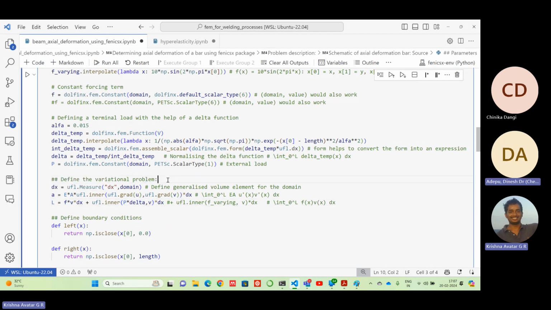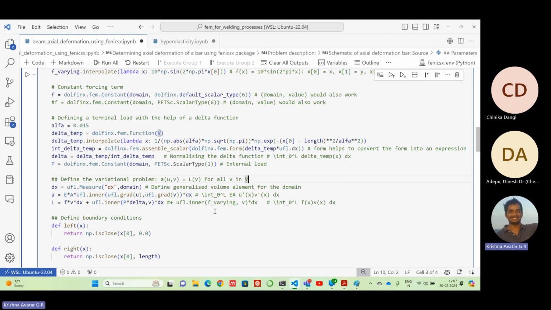So the variational problem is essentially a of u, v, and this is the variational statement in FEM. And then there is L, the linear form. Non-linear is different and everything; this is only for linear problems.